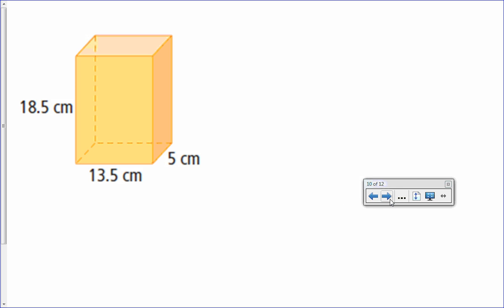Okay, so you're going to put the video on pause, and you're going to try out this first example at home, and we will go over this in tomorrow's class, but do put the video on pause, and I want you to write down the work involved in finding surface area for this shape.